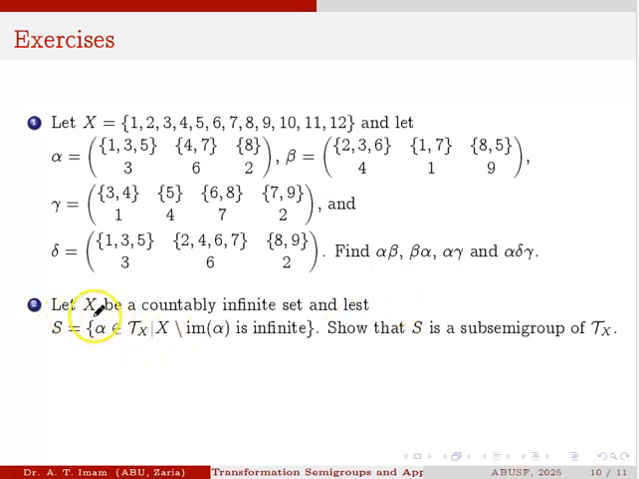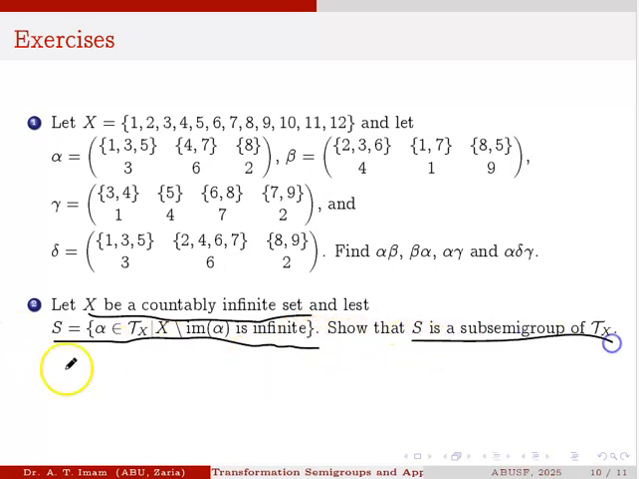Then show that if the set X is countably infinite, and you take a subset of Tx to be the set of all full transformations for which X minus the image is still infinite, this particular set is a subsemigroup of Tx. So what you do is take two maps from here, alpha and beta, and show that the composite still satisfies this particular condition.